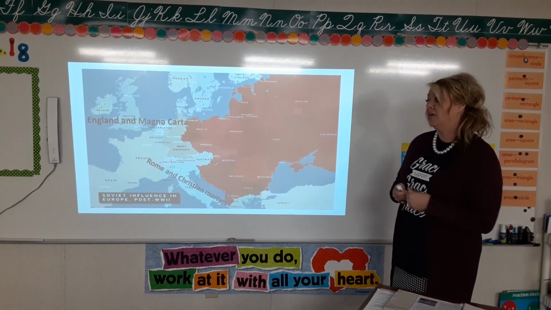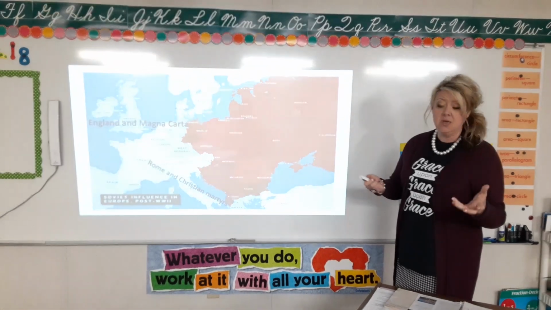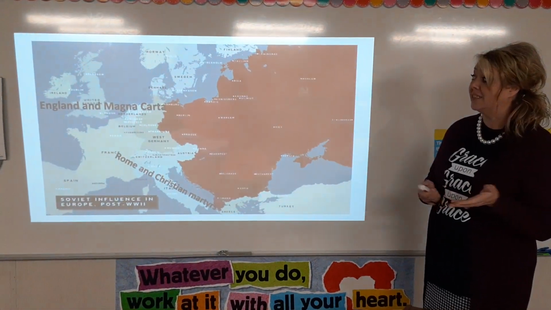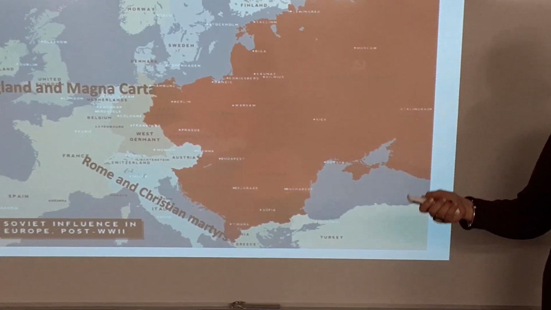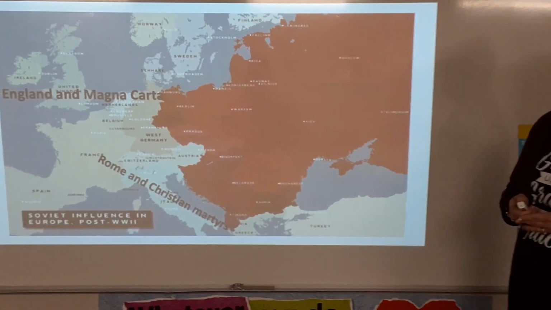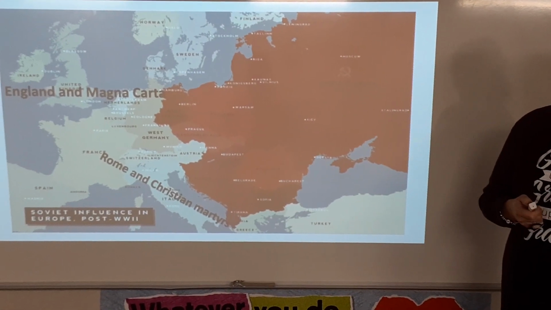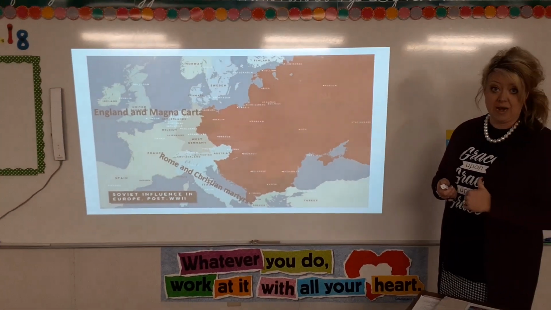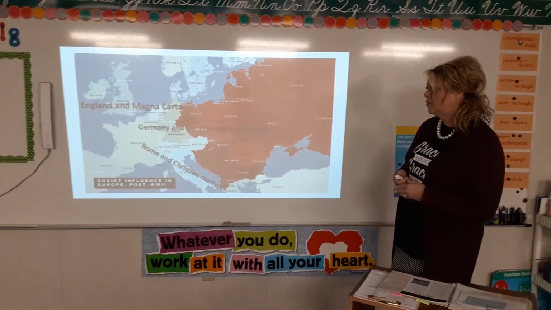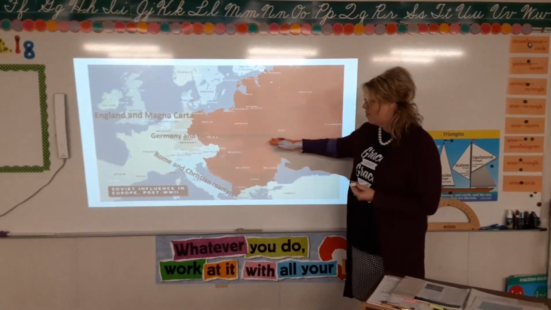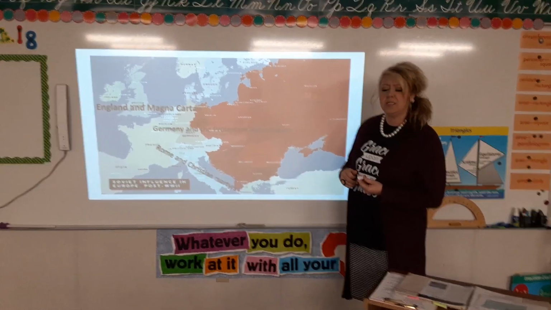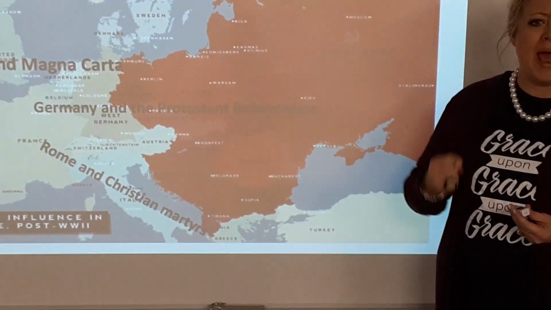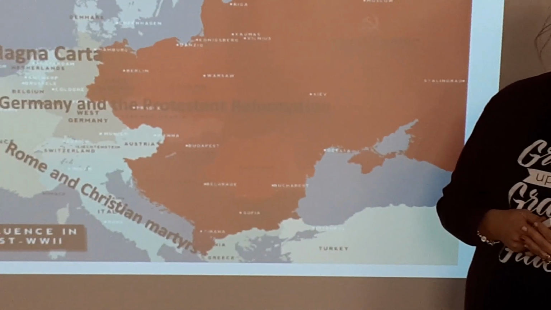But it wasn't just Rome and Italy that had an impact on Western civilization. England and the Magna Carta that was written in 1215 was very significant and even helpful in writing and establishing our government and our constitution. Then you have Germany and the Protestant Reformation. And this was when Martin Luther stood up and he was passionate about knowing what you believe and standing for what you believe.